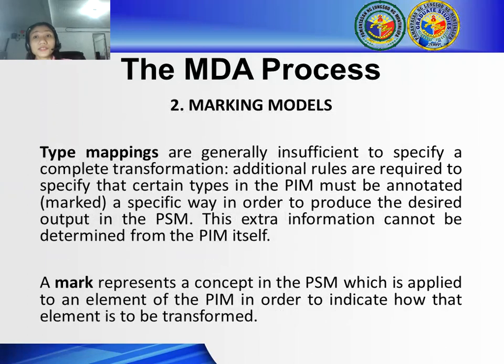The second process is marking models. Generally, type mappings are insufficient to specify complete transformations. Additional rules are required to specify that certain types in the PIM must be annotated in a specific way in order to produce the desired output in the PSM. This extra information cannot be determined from the PIM itself. A mark represents a concept in the PSM which is applied to an element of the PIM in order to indicate how that element is to be transformed.